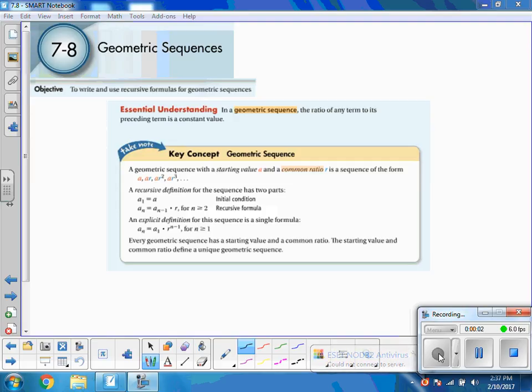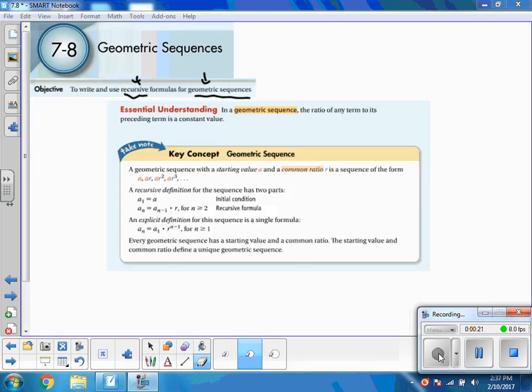All right, let's continue in our adventures of exponential relationships. So today we're going to look at geometric sequences. Sounds like a fancy shirt. Our objective is to write and use recursive formulas for geometric sequences. So we're going to have to unpack those two things we've been talking about.